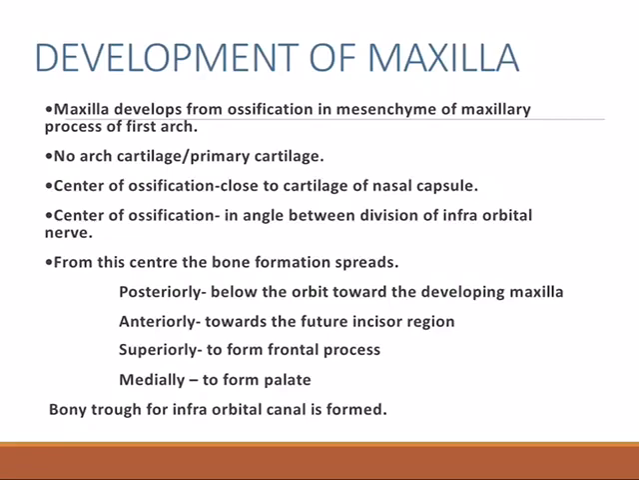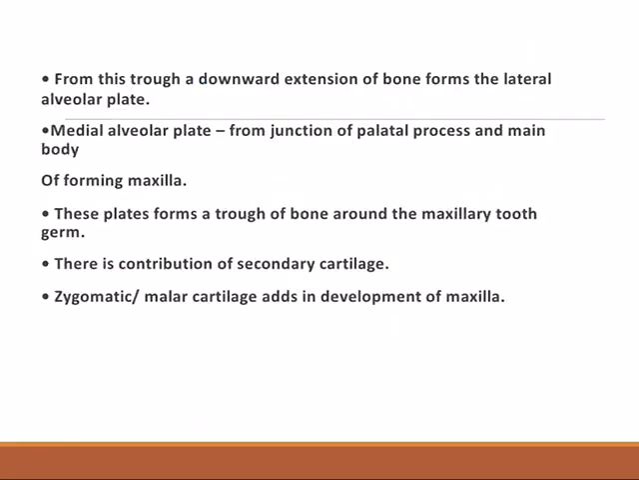Development of maxilla. Maxilla develops from ossification in the mesenchyme of the maxillary process of the first arch, with no arch cartilage or primary cartilage. The center of ossification is close to the cartilage of the nasal capsule, in the angle between the divisions of the infraorbital nerve. From this center, bone formation spreads posteriorly below the orbit towards the developing maxilla, anteriorly towards the future incisor region, superiorly to form the frontal process, and medially to form the palate. A bony trough for the infraorbital canal is formed.